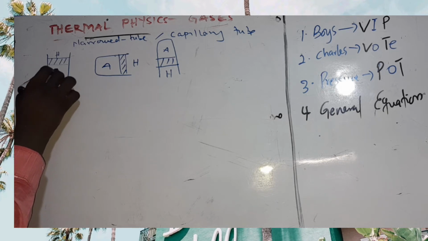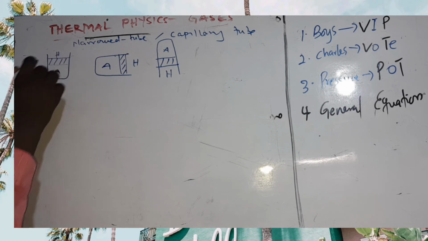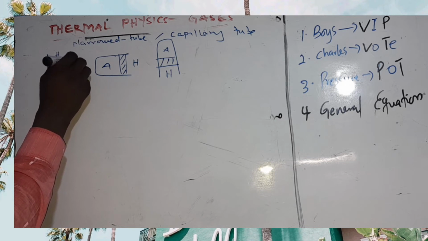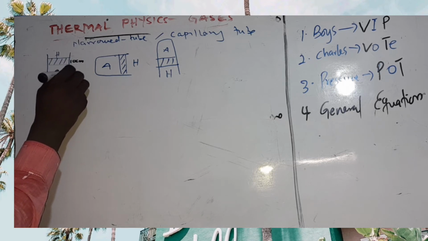Now, they can tell you the length of the dry air. I'm putting air here to represent the dry air, and then the sealed mercury. Let's say the mercury here is 10 centimeters long, and let's say the air column here is 20 centimeters long.